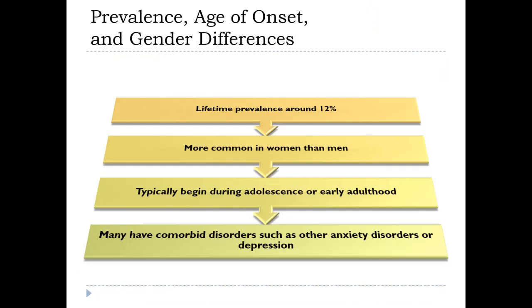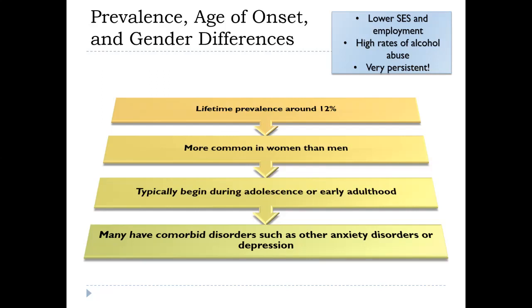Okay, what are some of the stats of social anxiety disorder? So lifetime prevalence of around 12%, still fairly high in terms of overall prevalence. Again, it is more common in women than men, similar to specific phobia. This disorder, you typically see it start to onset in adolescence or early adulthood. And many have comorbid disorders such as other anxiety disorders or depression. Approximately a third of these individuals will abuse alcohol to reduce anxiety and fear. And it tends to be fairly chronic.